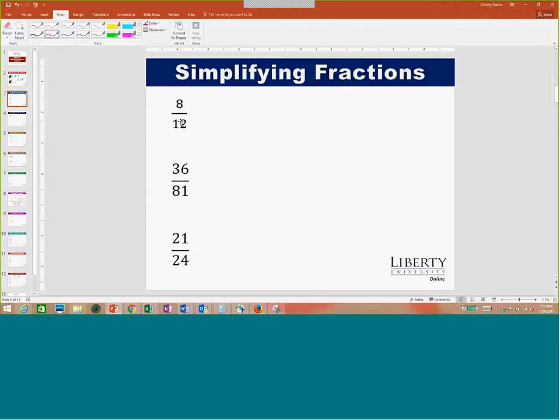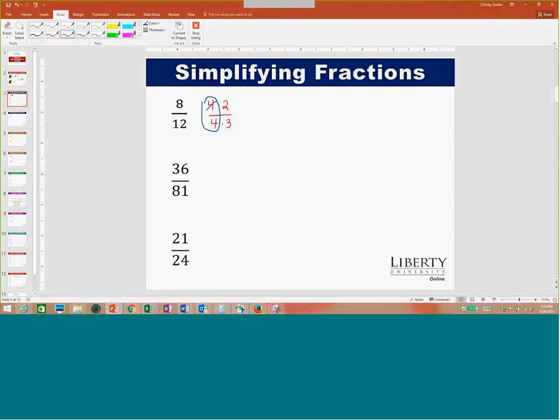8/12 is our first fraction, and we want to simplify it by looking for a factor of the numerator, 8, and a factor of the denominator, 12, that may be the same. Let's think about the factors of 8. I know that 4 times 2 will give me 8. What about the factors of 12? I know that 4 is also a factor of 12, because 4 times 3 will give me 12. You see, we've got a 4 over 4. We break down 8 and 12.